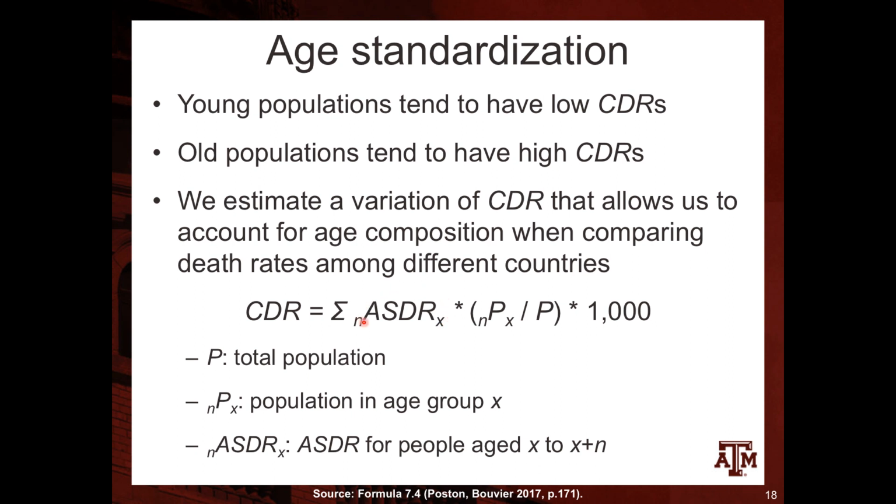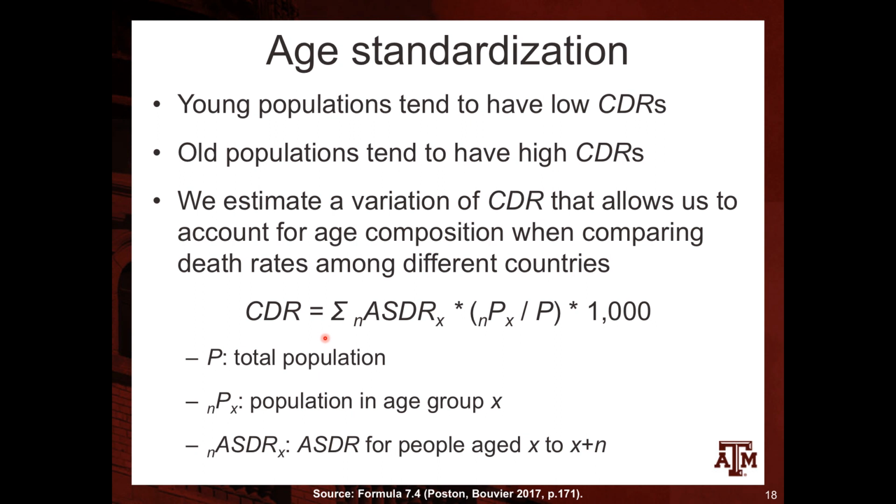So we pretty much use the age-specific death rates that we have, and we multiply them by this information here from a standard population. What is this information? It's the population in a specific age group, age group X, which goes from age X to age X plus N, divided by the total population in that specific country. So what you have to do is get the age-specific death rates of country A, for example, and then apply the age composition of country B to those age-specific death rates of country A, and then finally you are able to compare the crude death rates of country A with the crude death rates of country B.